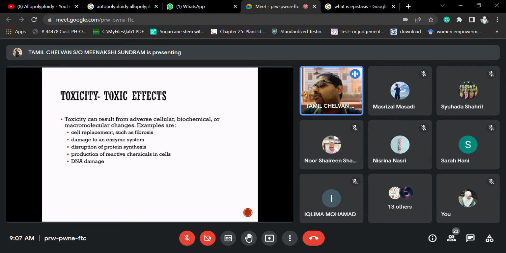Toxicity can result from adverse cellular, biochemical, or macromolecular changes. Toxicity can cause bad things like cell replacement, such as fibrosis, and damage to the enzyme system in the body. Enzyme system is very important, even for gene regulation. Disruption of protein synthesis, disrupting the production of proteins, and reactive chemicals in cells. Then it causes DNA damage. So these are all the adverse effects on protein synthesis.